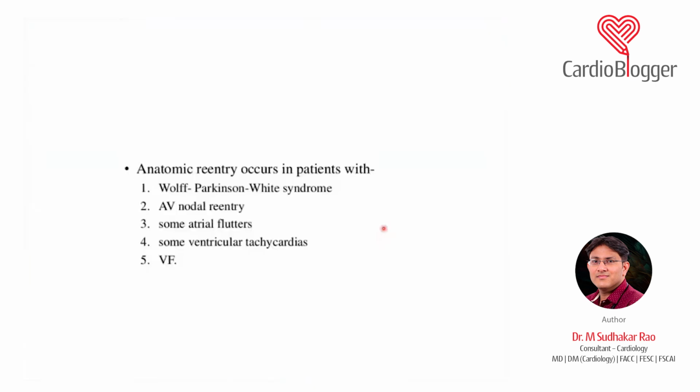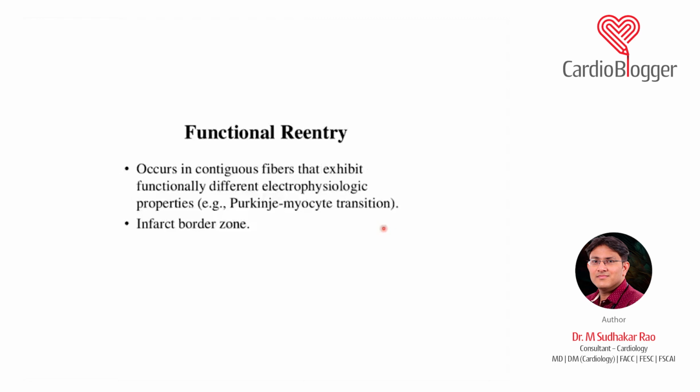Now, there are two types of re-entry. It can be anatomic or it can be functional. So, where does the anatomic re-entry occur? One is WPW syndrome. We know in WPW syndrome, we have an accessory pathway, and that is the anatomic re-entry. All the AV nodal re-entry, all the AVNRTs, because they have the dual AV node, tend to have an anatomic re-entry. Most of the atrial flutters and atrial fibrillations are functional re-entry. Some of these atrial flutters can be because of anatomic re-entry. Some ventricular tachycardia can have anatomic re-entry, and the ventricular fibrillations can have anatomic re-entry.